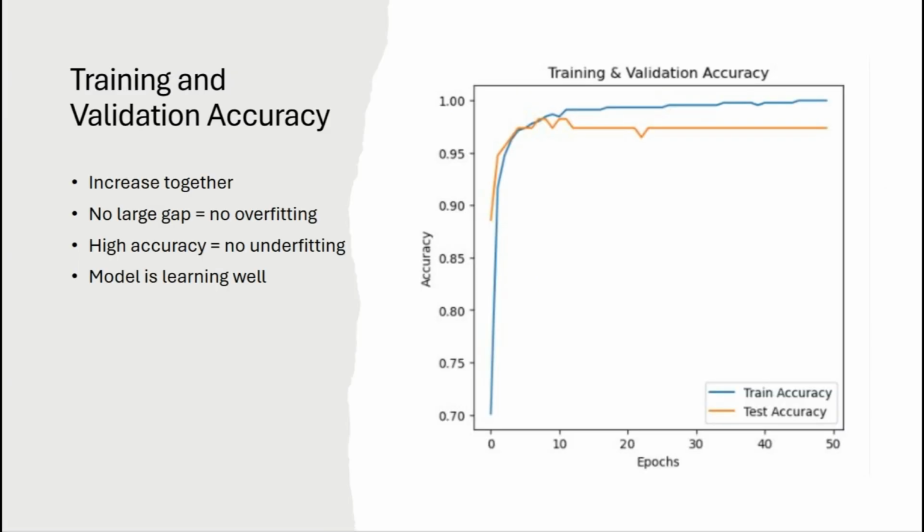Looking at the model's learning process by seeing how the training and test accuracy changes over epochs, we notice that both curves increase together, showing the model is steadily improving its predictions. Since there is no large gap between the curves, this means the model is not overfitting. We have a high overall accuracy indicating there is no underfitting, and the model has learned meaningful patterns from the data, giving us confidence our model is ready for real-world predictions.